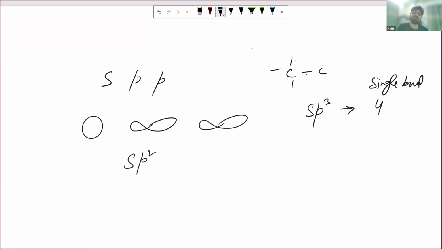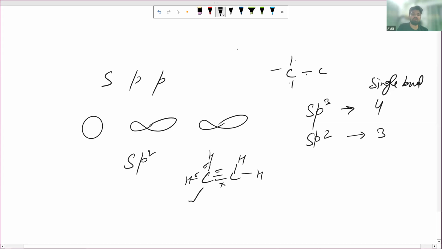And if the carbon is bonded with a double bond, it can make only two more single bonds. If I ask how many sigma bonds: the single bonds are sigma, and in the double bond the second bond is known as pi bond. So this carbon is making 1, 2, 3 sigma bonds. So its number is 3, and its hybridization will be sp2.